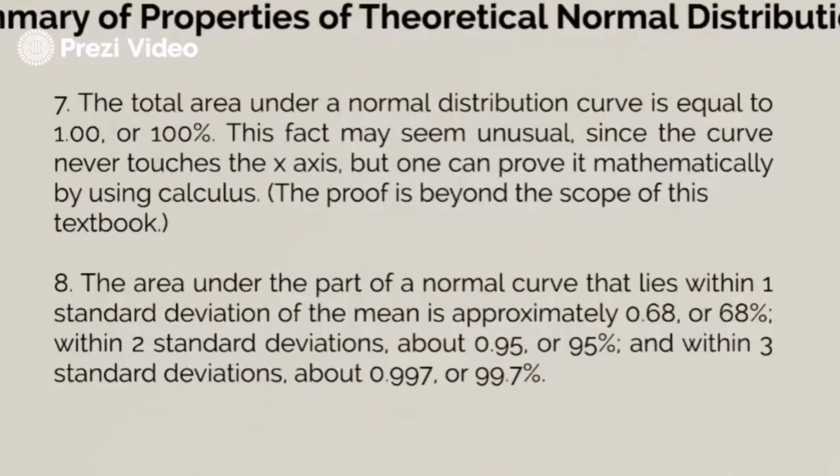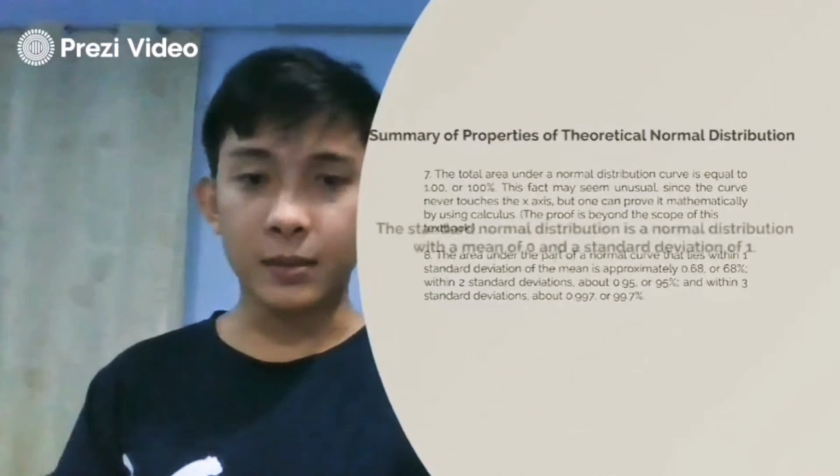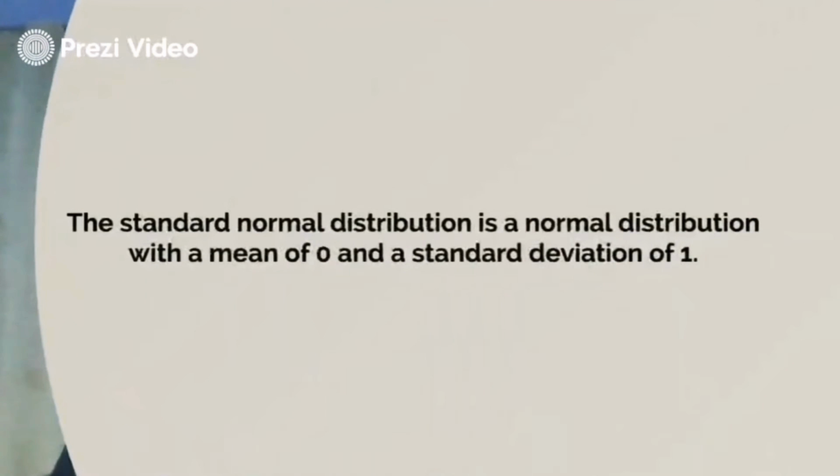Number 8, the area under the part of a normal curve that lies within one standard deviation of the mean is approximately 68%. Within 2 standard deviations, about 95%, and within 3 standard deviations, about 99.7%. So conclusively, the standard normal distribution is a normal distribution with a mean of 0 and a standard deviation of 1.